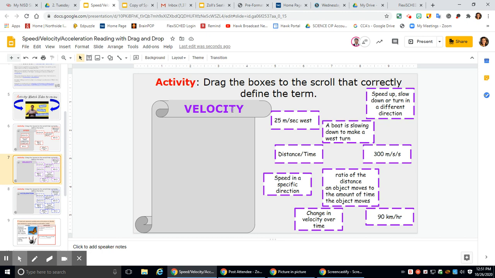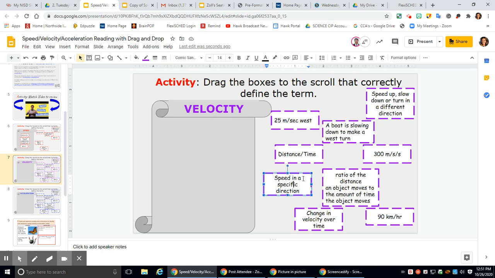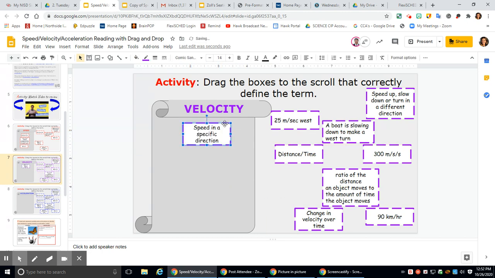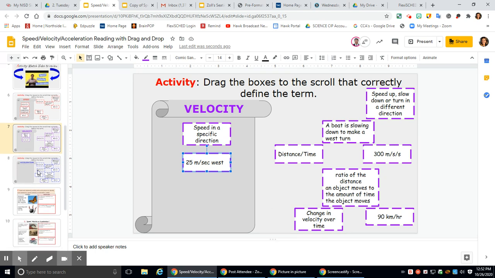Alright, let's see if we can find examples of velocity. Remember, velocity is speed with a direction. Okay, so speed in a specific direction is a good definition. 25 meters per second west is a good example because this is speed with a direction: north, south, east, or west. Okay, I think that looks good.